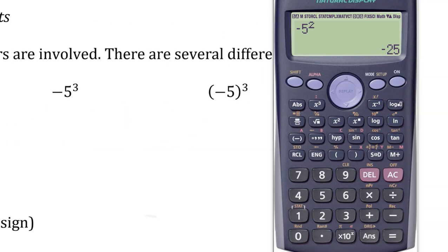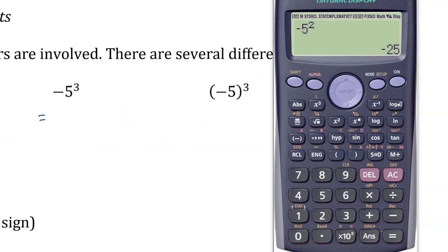So the difference here is this is -5 cubed. What's 5 cubed? Well, that might be too hard to do. So 5 cubed, this has a cubed button.